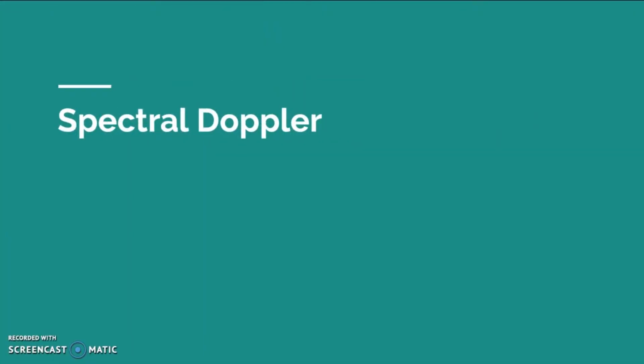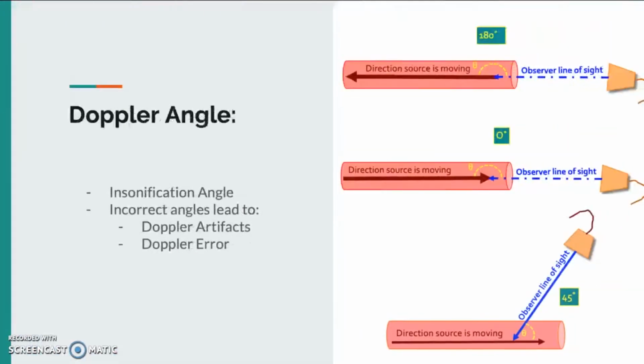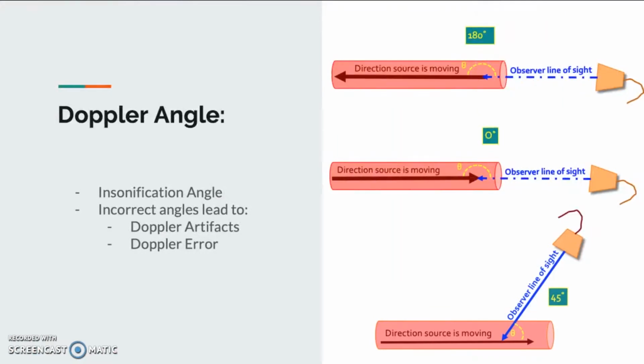And for the basics of spectral Doppler. Spectral Doppler is very important to get the right Doppler angle. The Doppler angle is the insonification angle, and this is the angle between the observer's line of sight and the direction the source is moving. If you have an incorrect angle, this can lead to Doppler artifacts and Doppler error.